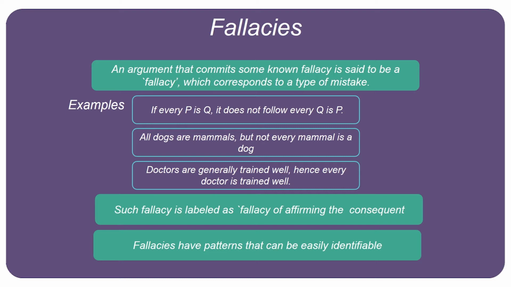For example, if every P is Q, it does not follow that every Q is P. All dogs are mammals, but not every mammal is a dog. Doctors are generally trained well. Hence, every doctor is trained well. Not every doctor is trained well. Such a fallacy is labeled as the fallacy of affirming the consequent. Fallacies have a pattern that can be easily identified.